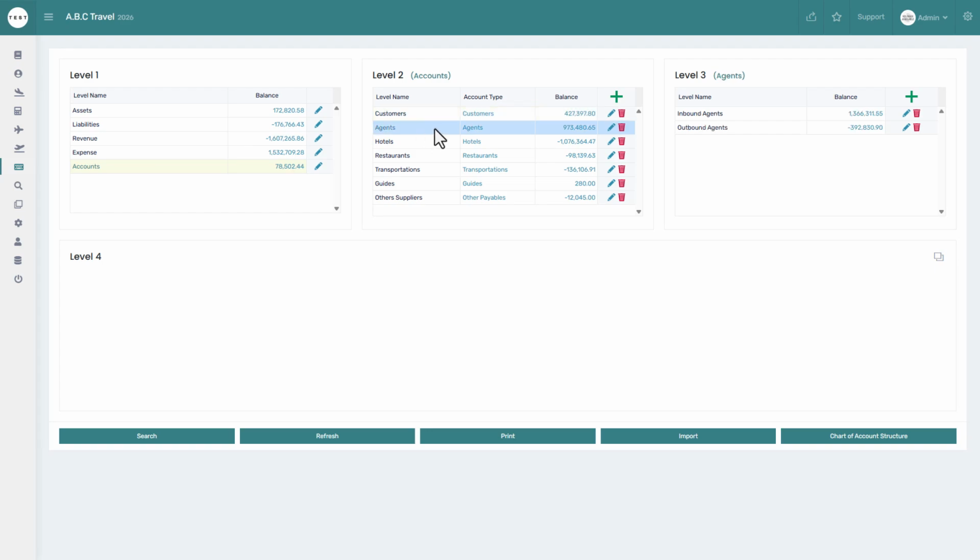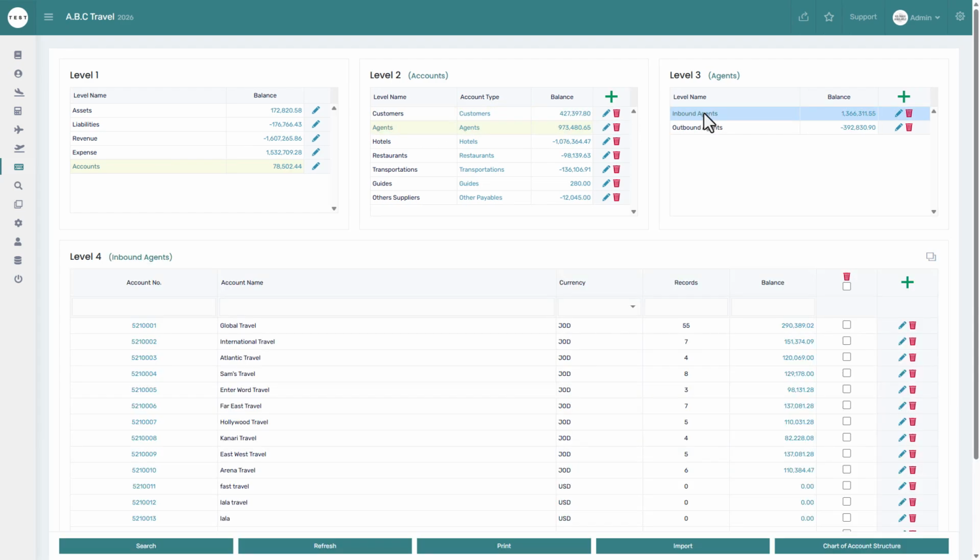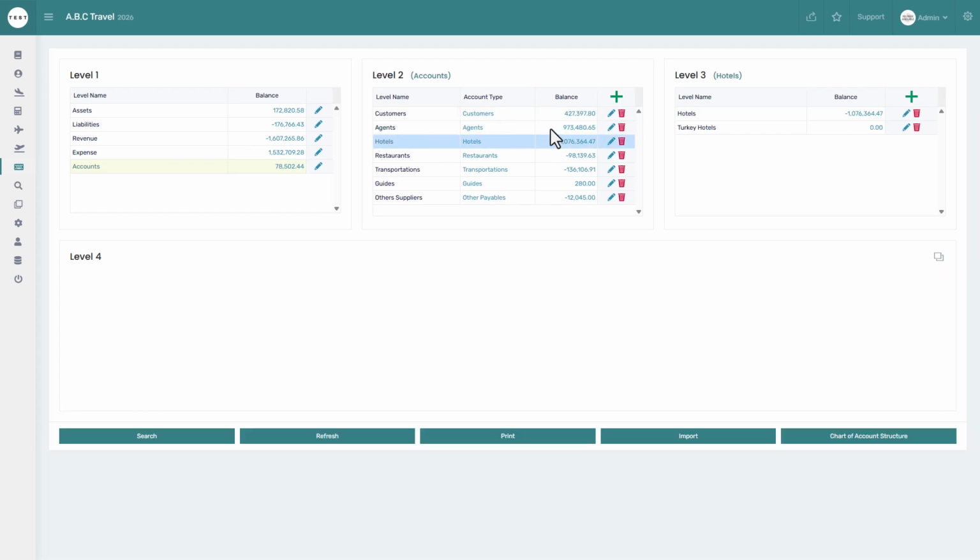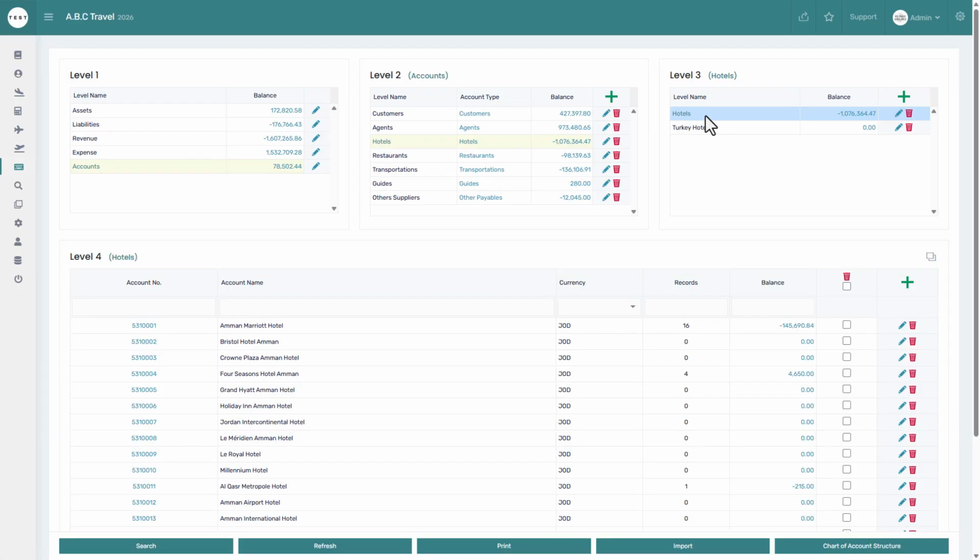The account type affects more than just classification. It affects how the system reads the account in reports. If the account type is receivable, the account appears in receivable-related reports. If the account type is payable, the account appears in payable-related reports. This is why selecting the correct account type is critical.